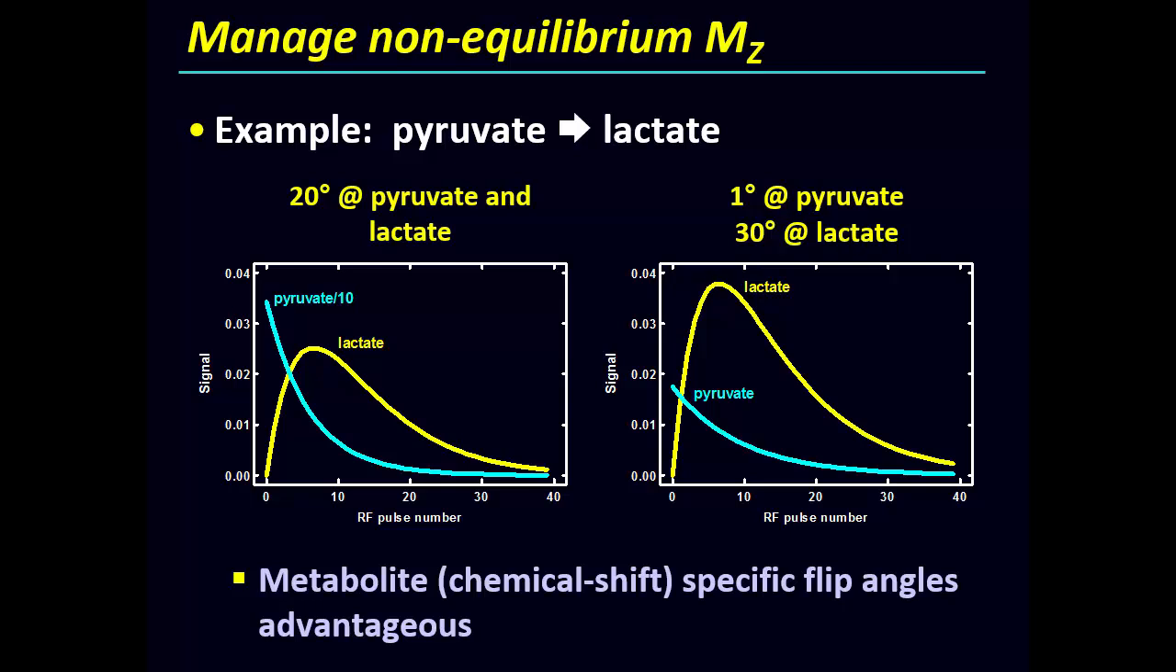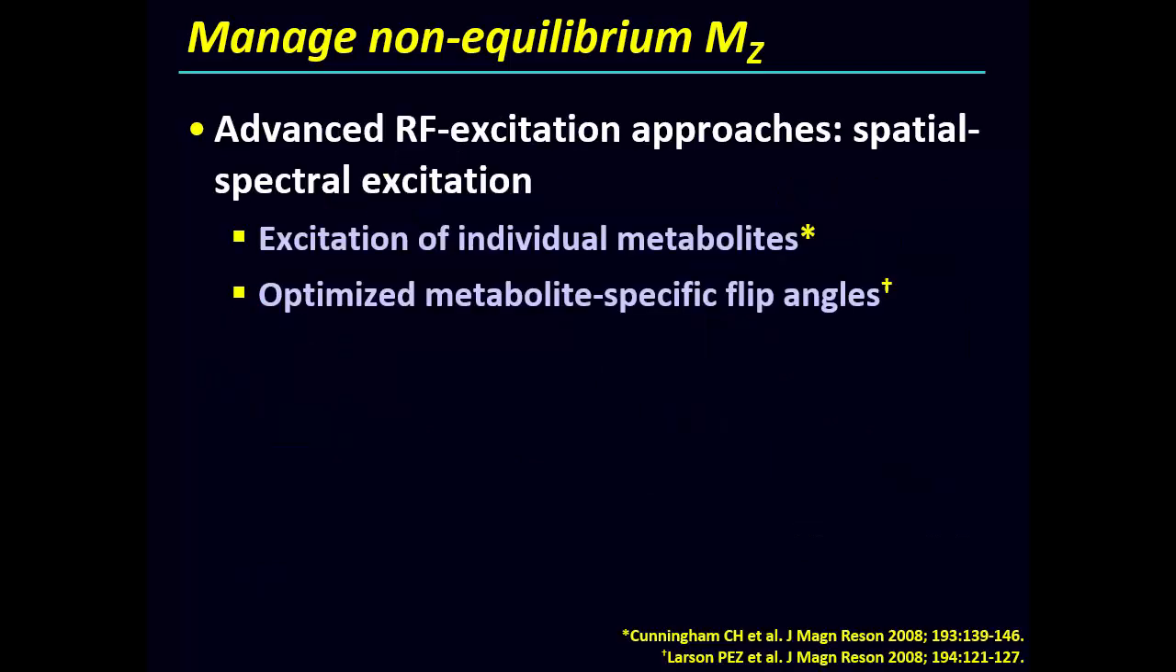So this leads to a general principle that when you have this type of situation, it can be very advantageous to use metabolite or chemical shift-specific flip angles. And this is something that's been applied with great profit in the field. So this leads us to more advanced RF excitation approaches. Many of these have been based on so-called spatial-spectral excitation pulses. One approach that's been used is excitation of individual metabolites, and another is to excite several metabolites at once, but to tailor the flip angles and optimize them to the individual compounds of interest. So we'll look at both of these.